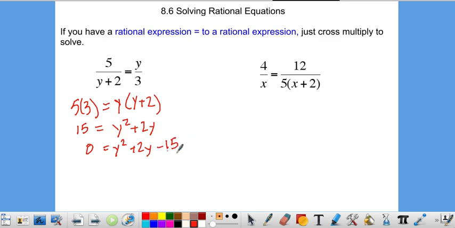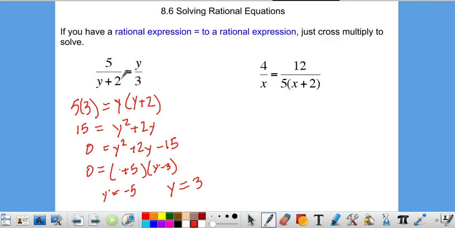What multiplies to negative 15 but adds to 2? Well, it would be x plus 5 times x minus 3. And then our answers are x equals negative 5 and x equals 3. I don't know how I switched to x's in there. Should be y's, huh? So y equals negative 5 and y equals 3.